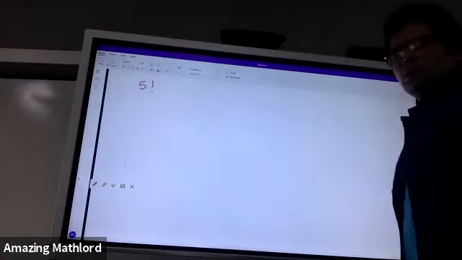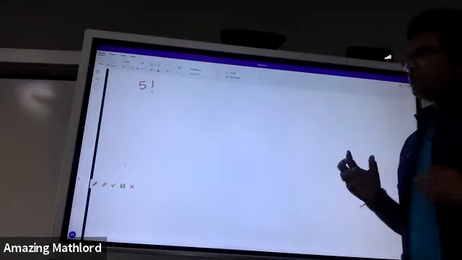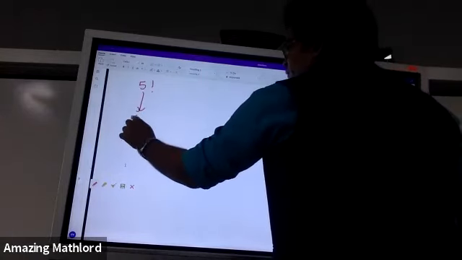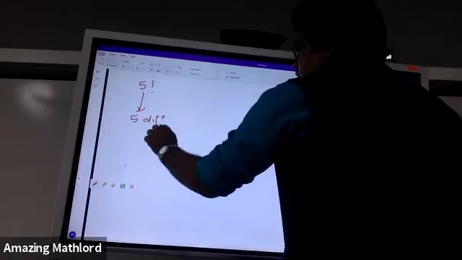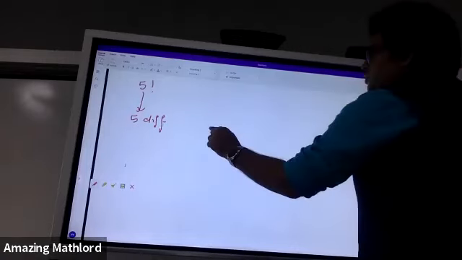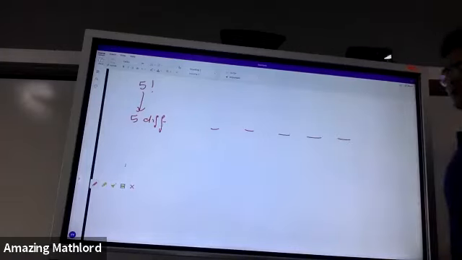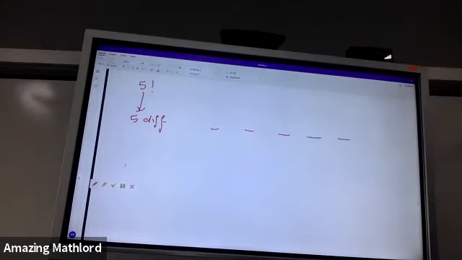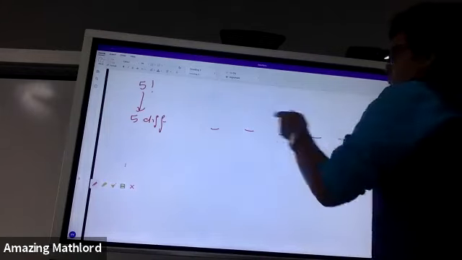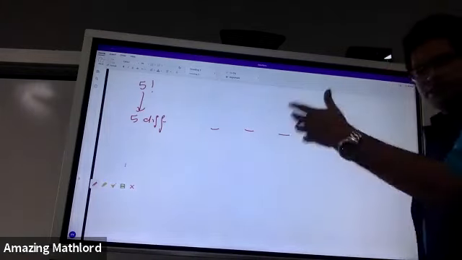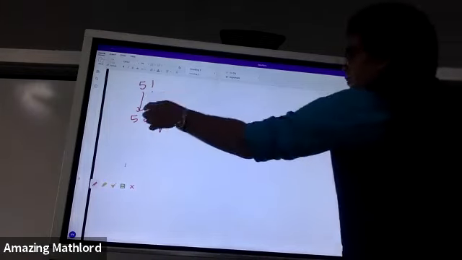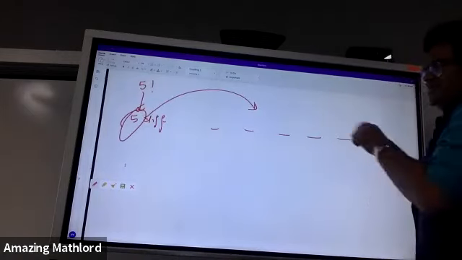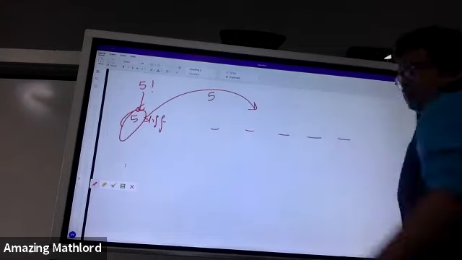factorial. Now, when I'm talking about 5 factorial, it basically means that if you have 5 different objects, and suppose you're placing them in a particular place in a row, the moment you're going to pick the first one, you'll have 5 choices. You can pick any one from here and place it. So the moment you're about to place it, you have 5 choices.